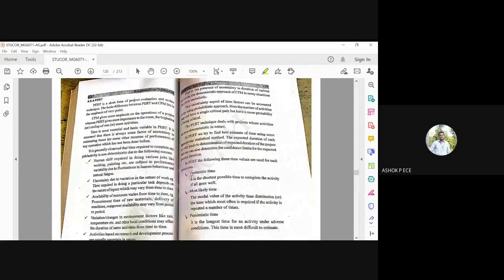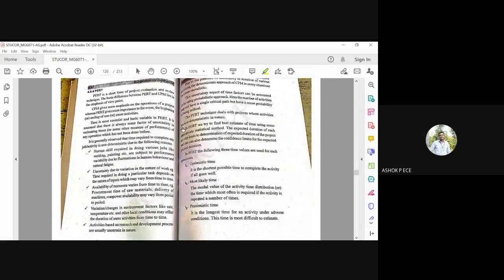PERT. So now we'll see what is PERT. PERT is a short form of project evaluation and review technique. The basic difference between PERT and CPM lies in the view of the emphasis point. So where you're going to emphasize is going to differ between PERT and CPM. Otherwise, both are going to give you more or less the same outcome. CPM gives more emphasis on operations of a project, whereas PERT gives more importance to the event.